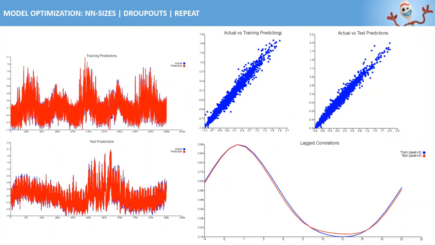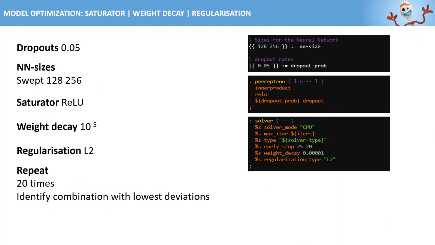The scatter plot has become significantly more clustered around the line, and the peak of the lagged correlations remains at 0. This is a very good sign. While the previous results are decent, we will want the best for Forky. Let us now improve the model by keeping the dropout to be 0.05 and sizes to be either 128 or 256, applying the value saturator.